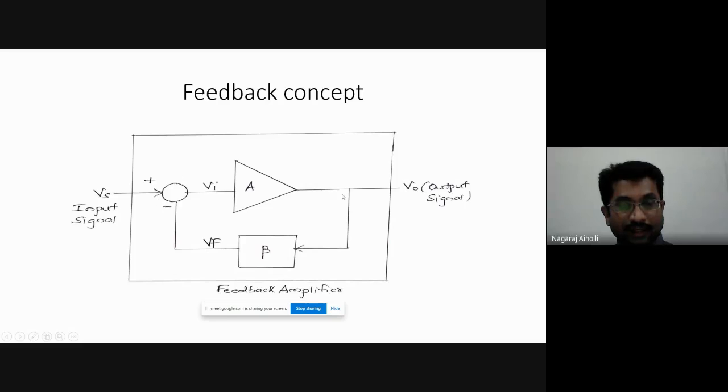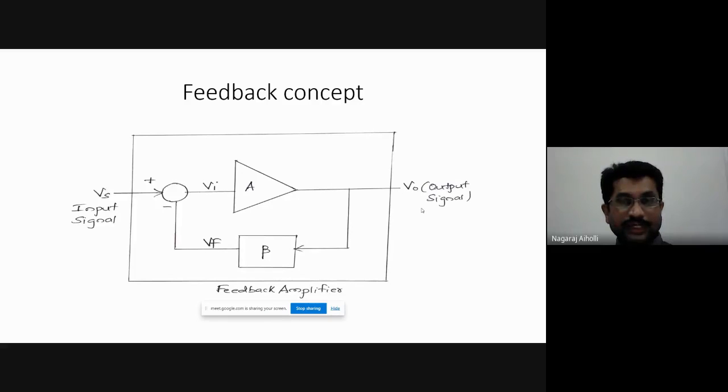Then the gain stability is good. It provides good gain stability, a stable gain which is not fluctuating. The frequency response is also good. Frequency response is a graph of gain versus frequency. As the gain is stable, the frequency response will also be good.